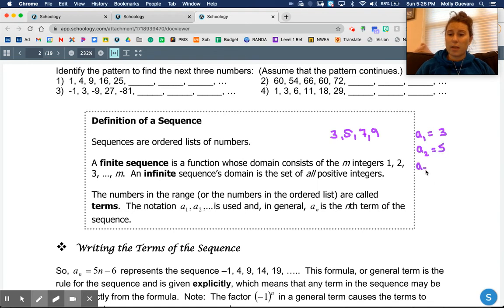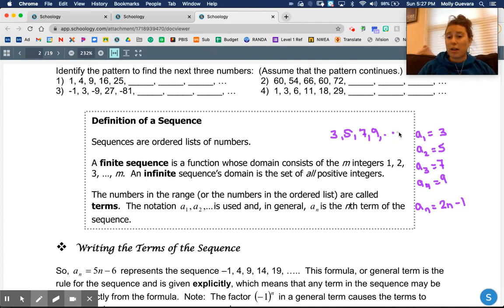And then a sub 3 would be my third term, right? That's 7. A sub 4 is the fourth term, which is 9. And then a sub n would be the nth term, and that's usually your equation. So in this case, a sub n would equal 2n minus 1, because I'm adding 2 every time, right? And my 0th term is 1.